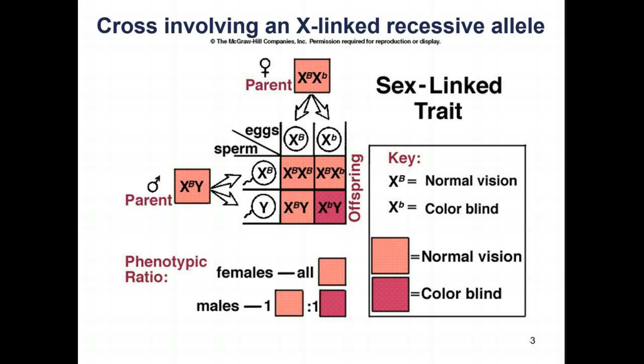We left off with this slide in the previous segment. This slide shows an example of a Punnett square and a monohybrid cross involving an X-linked recessive allele. Red-green colorblindness is an example of a sex-linked trait.